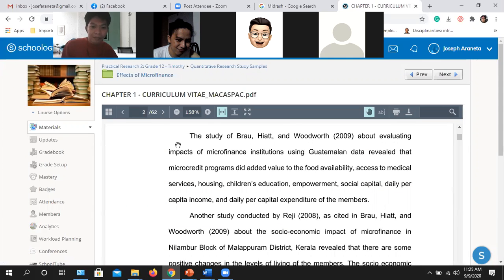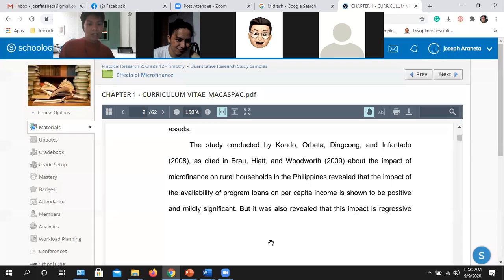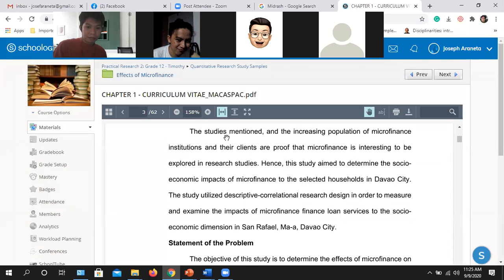So ito na, the relevant studies. If you cannot find local studies, it's fine if dalawang international or isang national, or isang international or dalawang national. Okay lang ganyan, if you cannot find a study that is conducted locally. So ito na yung step 3.